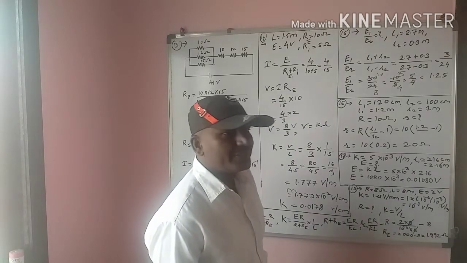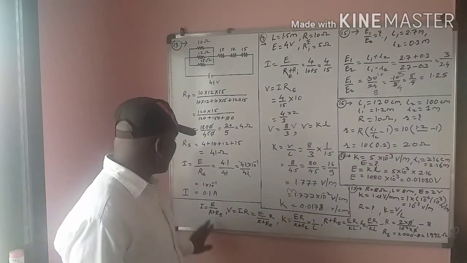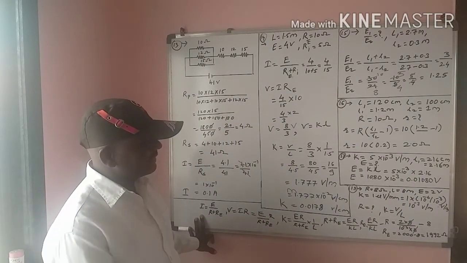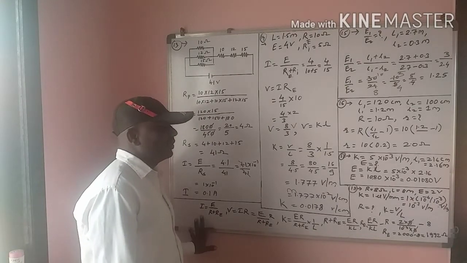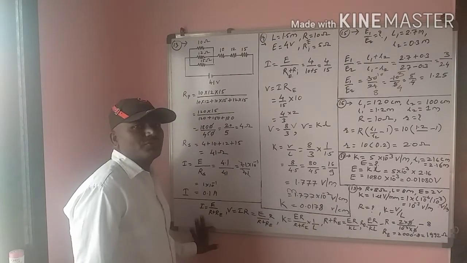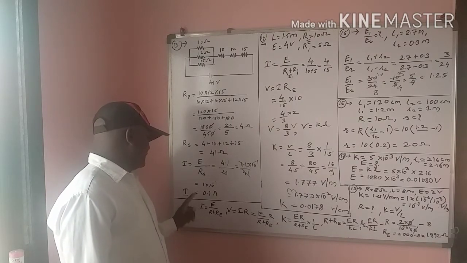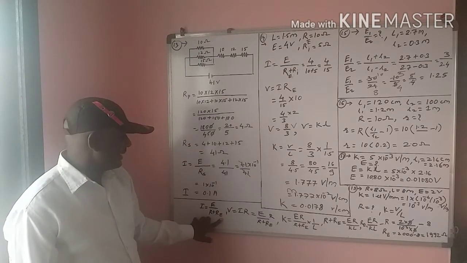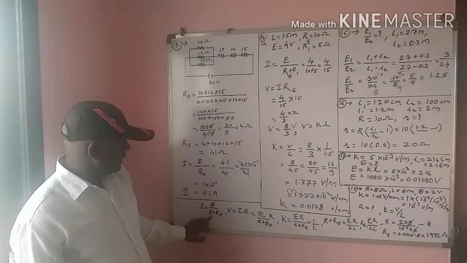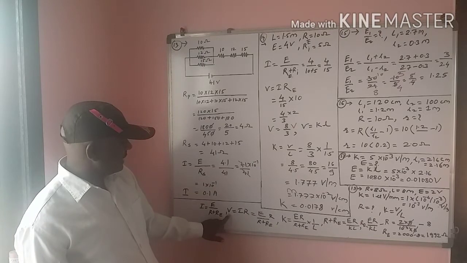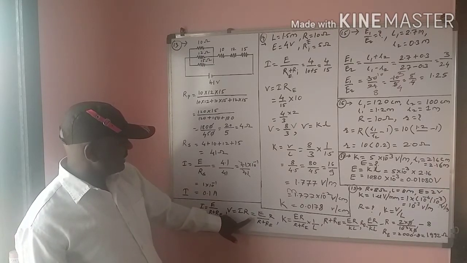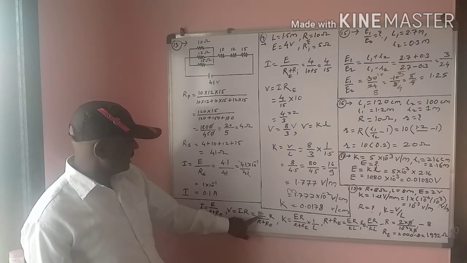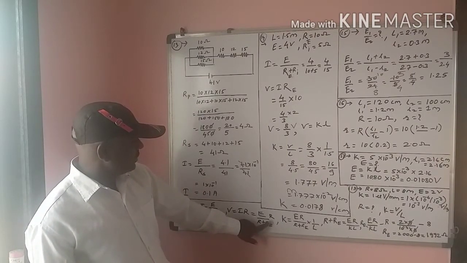Here we write R is equal to, that external resistance we have to find out. The formula is K is equal to V upon L. Here the current is given by E upon R plus r, where R is the external resistance and r is the internal resistance. So we write here V is equal to IR, and instead of I we substitute this value, E upon R plus r, into R.